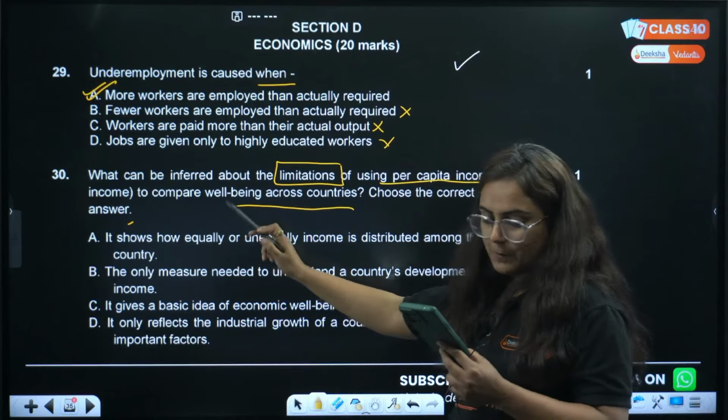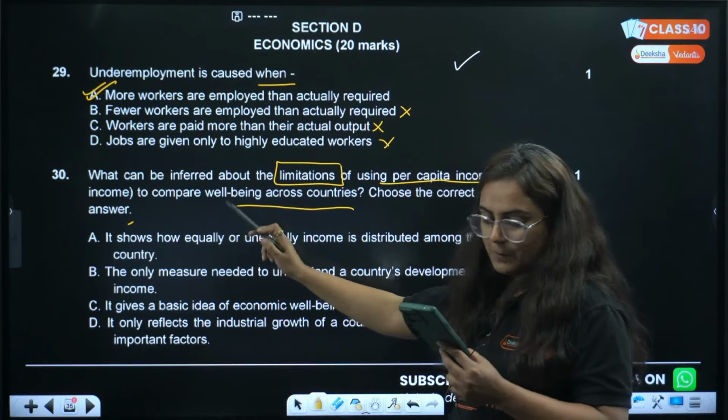Fine. Option B. The only measure needed to understand a country's development is per capita income. No, not at all. We need to measure it with health and education too. Fine. C. It gives a basic idea of economic well-being but hides the income inequality. Hides the income inequality. Is it correct? Or D, it only reflects the industrial growth. Tell me which one is correct.